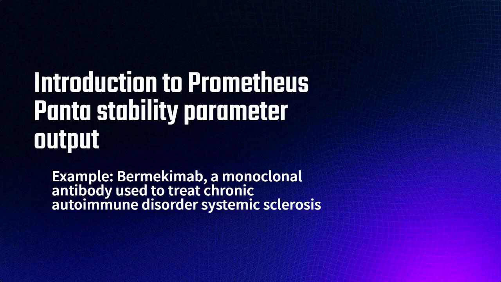So let's take a look at some of the stability parameters that are measurable with the Prometheus Panta. And so for this example, we'll be looking at data from bermekimab, which is a monoclonal antibody that's currently being investigated for the treatment of systemic sclerosis.